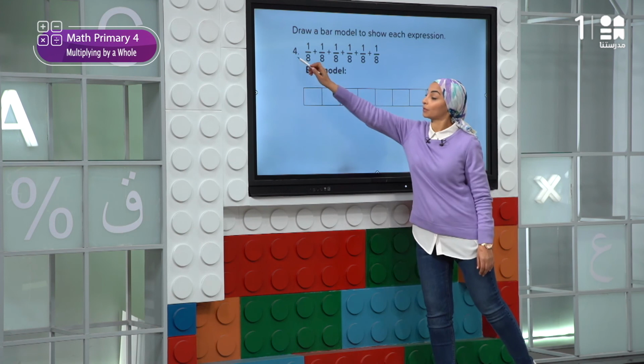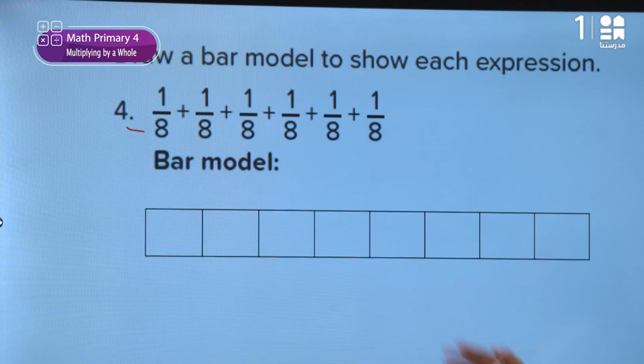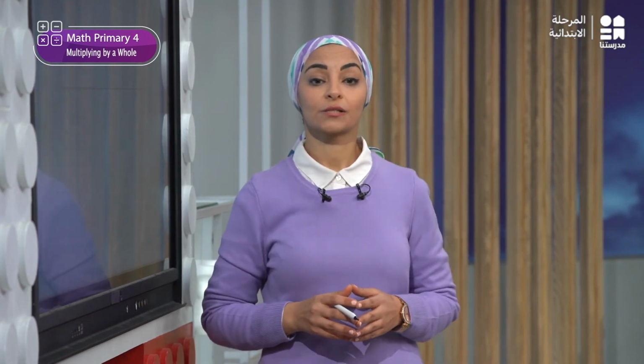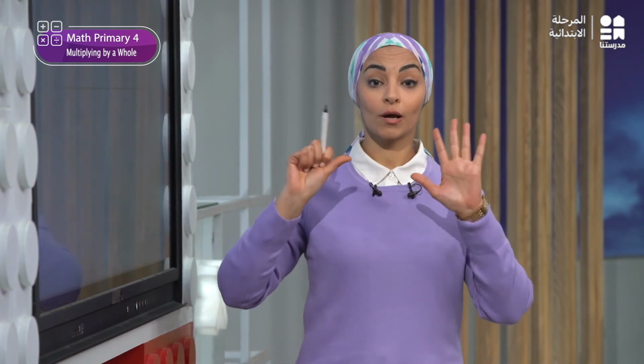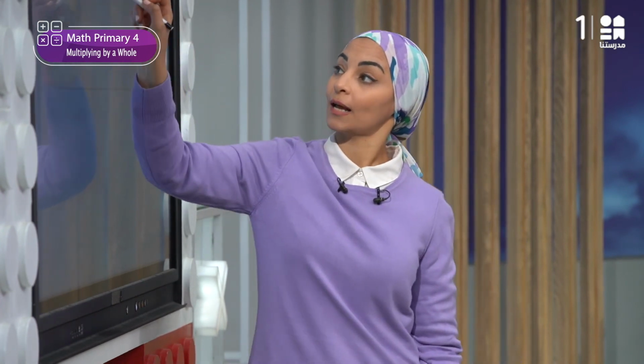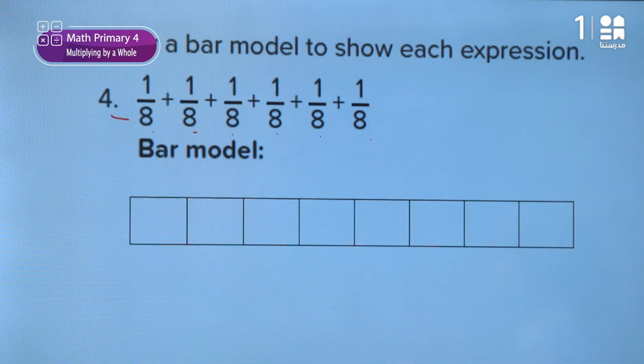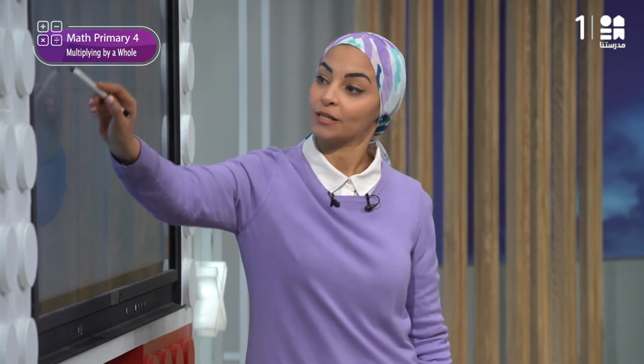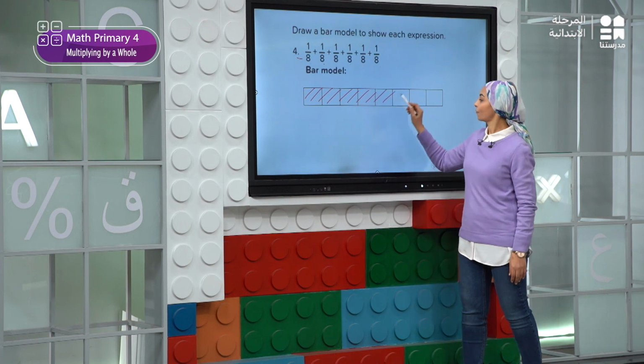تعالوا كده نشوف problem number 4. Here the bar model is drawn as you see here. طيب مطلوب مننا to represent and shade the fractions given. Okay, the fractions written here are 6 of the fractions 1/8. لو عدينا كده how many 1/8 هنلاقيها اتكتبت 6 times أو repeated 6 times. So I must shade 6 parts in the bar model. تعالوا كده let's shade 6 parts. 1 2 3 4 5 and 6.